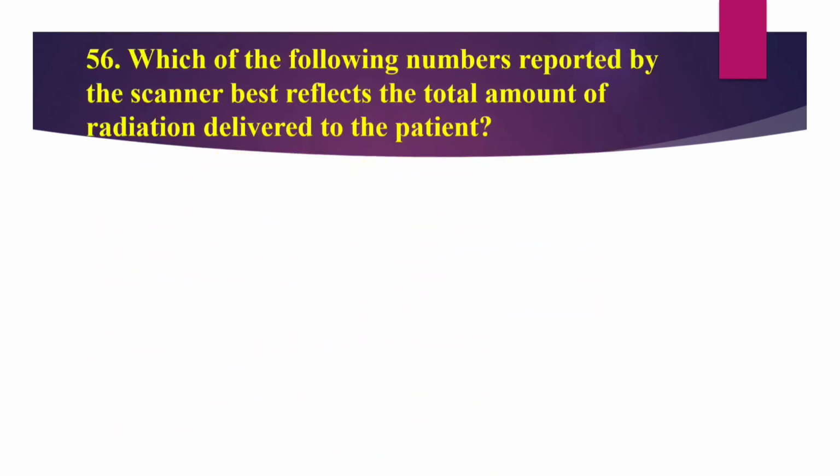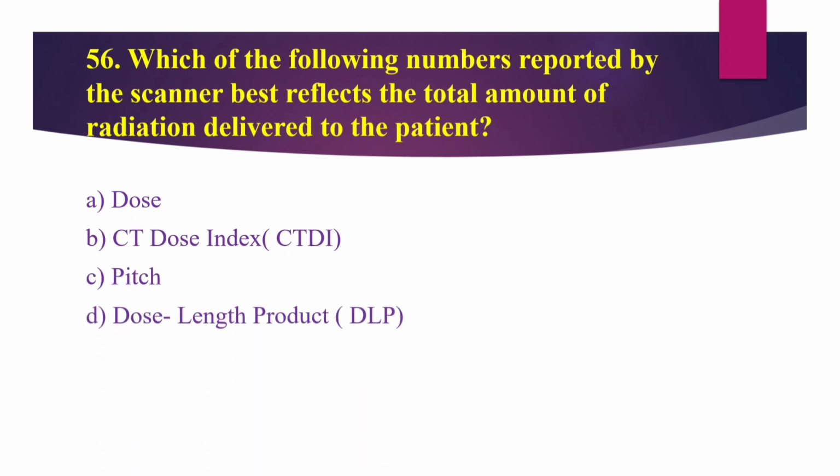Moving on to the next question, question number 56. Which of the following numbers reported by the scanner best reflects the total amount of radiation delivered to the patient? Option A, dose. Option B, CT dose index. Option C, pitch. And option D, dose length product. So which of the following numbers reported by the scanner best reflects the total amount of radiation delivered to the patient? The answer is option D, dose length product.